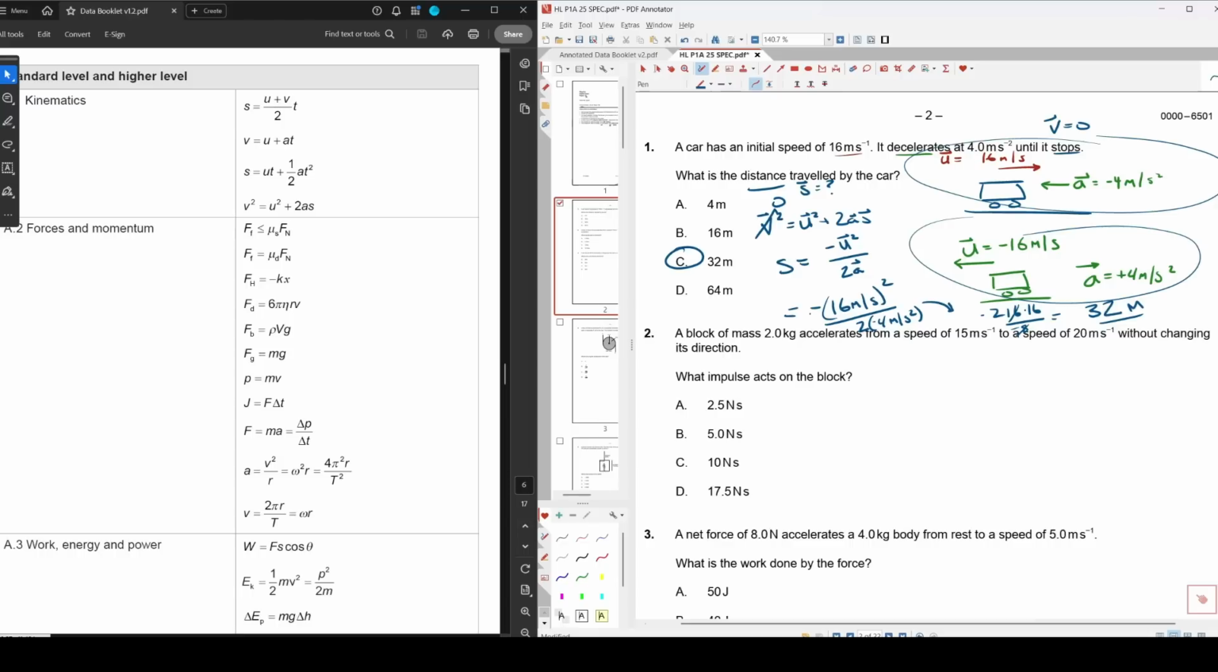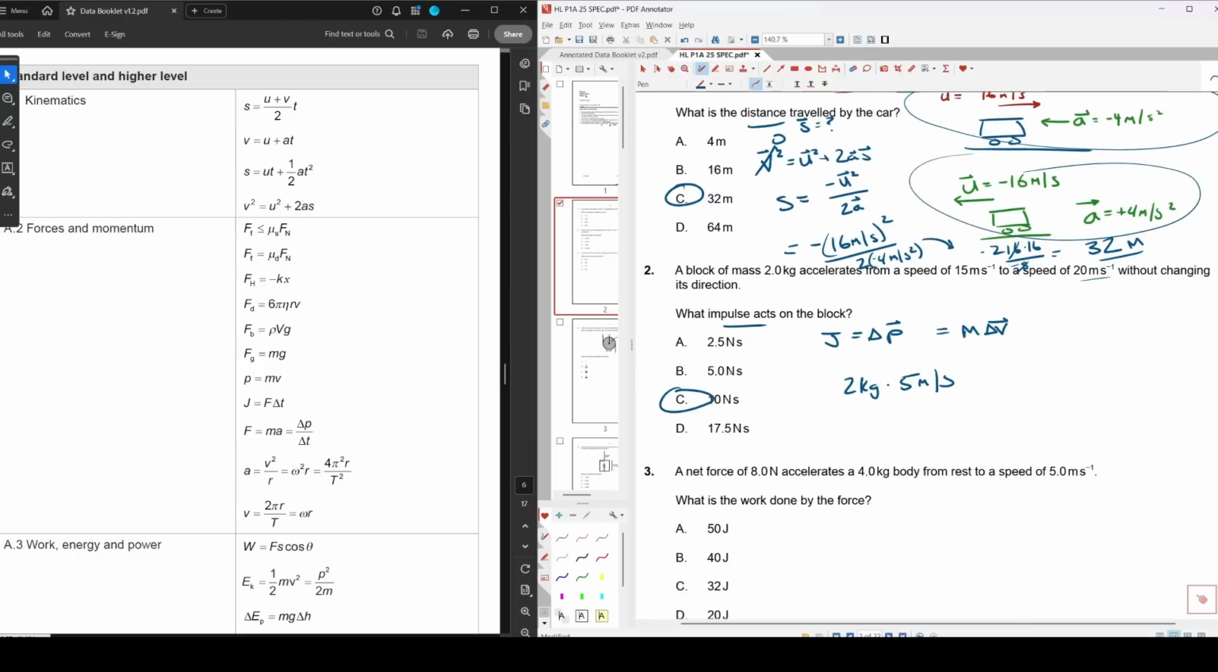Okay, let's keep going. A block of mass 2 kilograms accelerates from a speed of 15 meters per second to a speed of 20 meters per second without changing its direction. What impulse acts on the block? Oh, what a gift. I know what impulse is. I know the definition of impulse is change in momentum. Well then, all I got to do, the mass doesn't change. M delta v works great for delta p if the m doesn't change. All I got to do, 2 kilograms times the change in velocity, which was 5 meters per second. It's 10. That's it. What a great problem. Let's keep going.